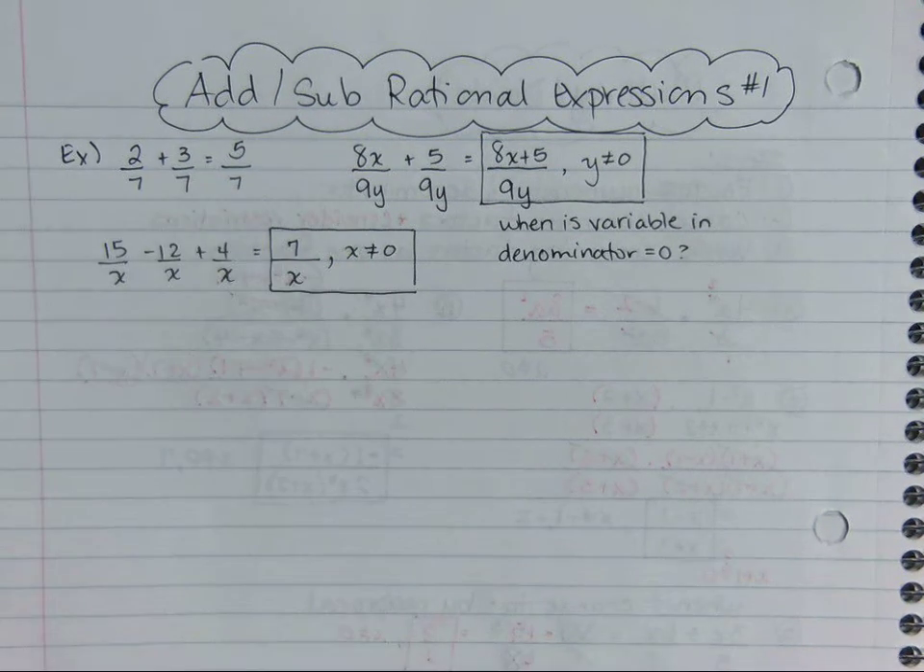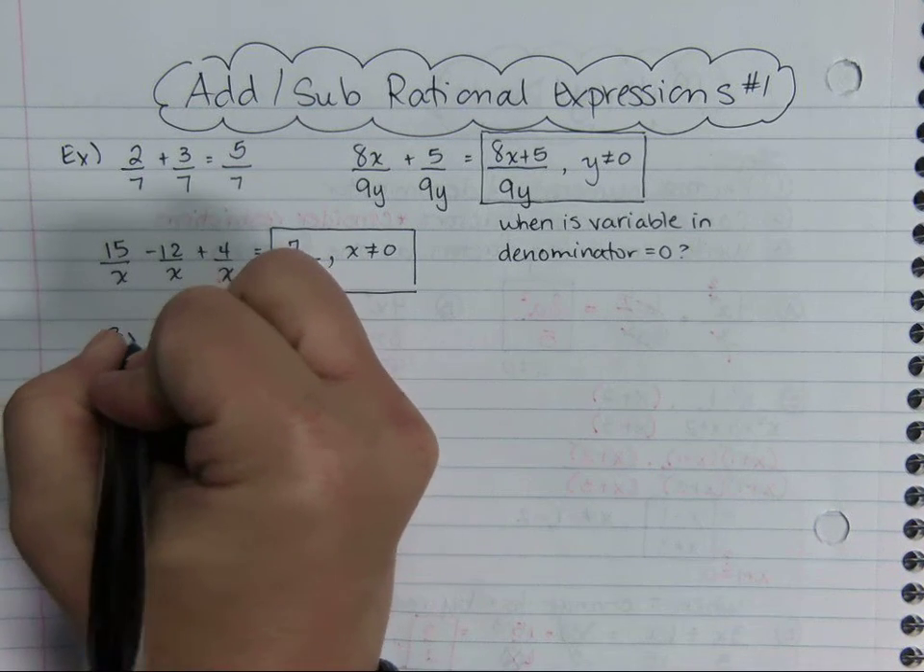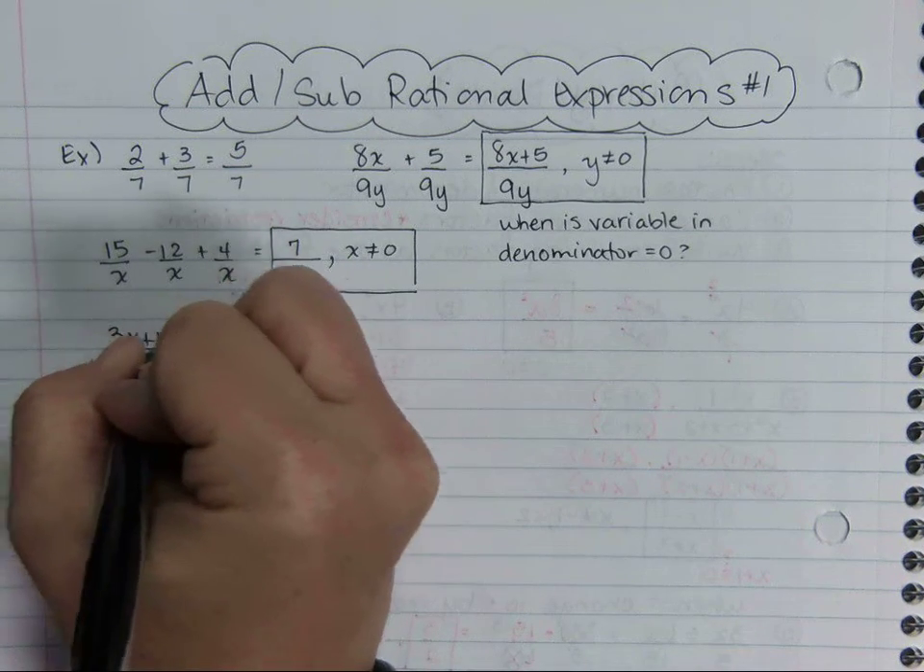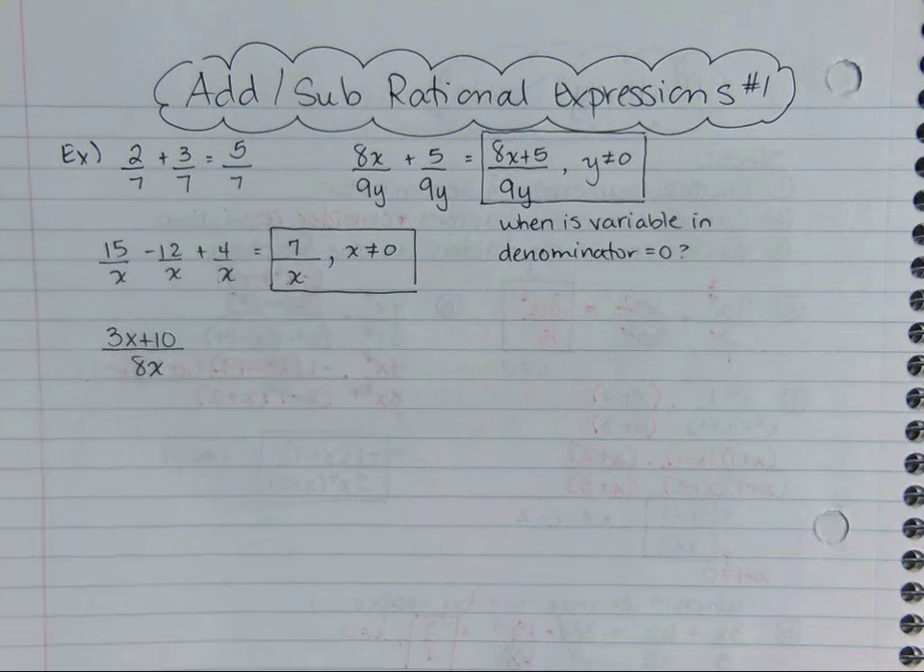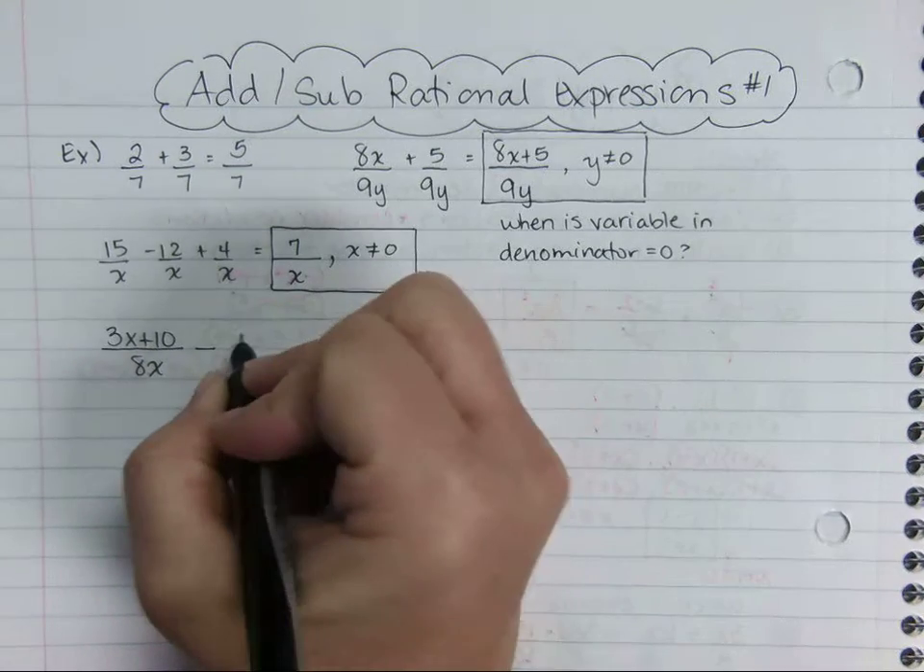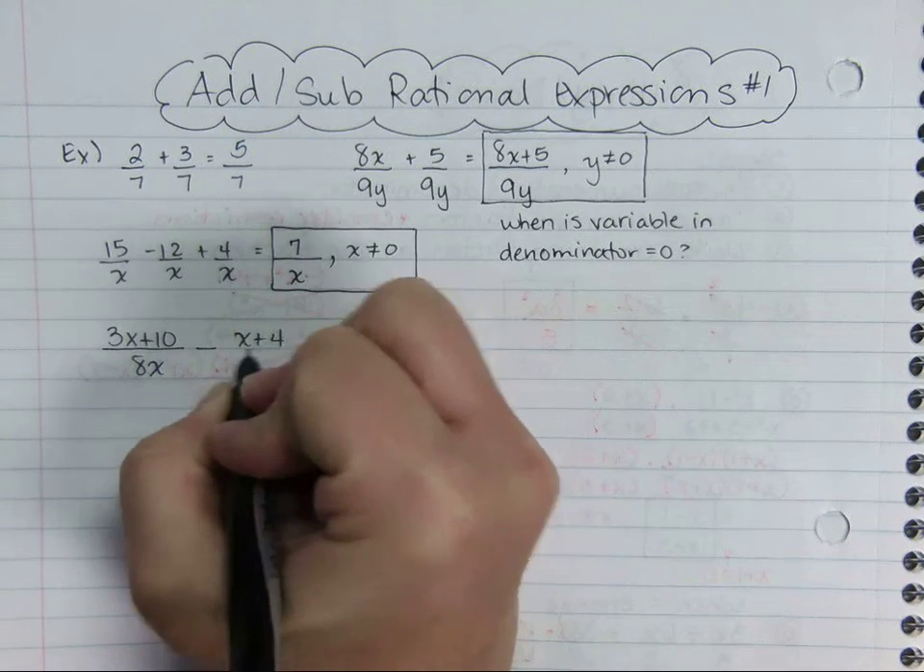Ones that usually start to throw people off are when we have bigger expressions. So like we have 3x plus 10 over 8x, and I want to subtract off x plus 4.